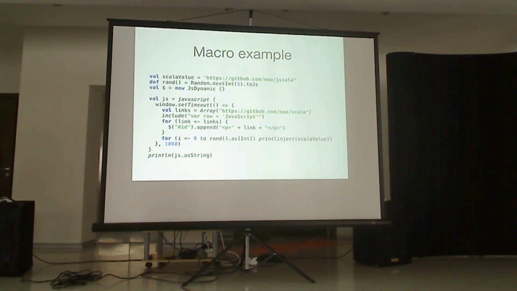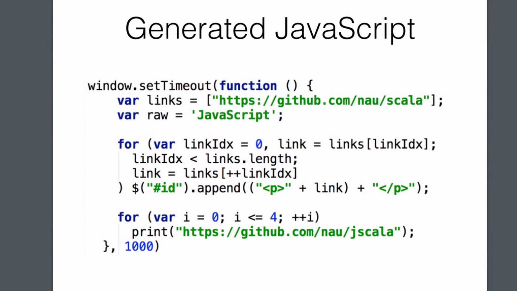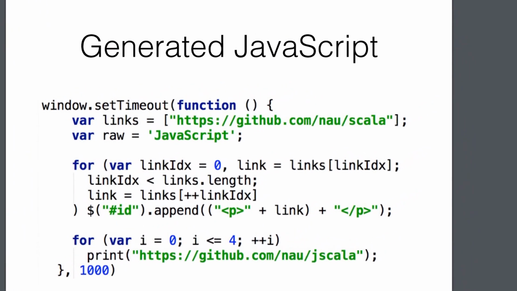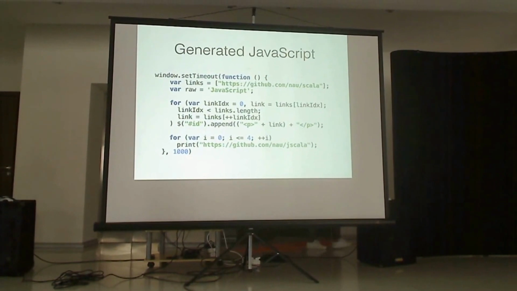So let's see what's going to be generated. Quite straightforward. We have an array, we have a raw JavaScript line included, we have a simple for, and this jQuery line just inserted literally.